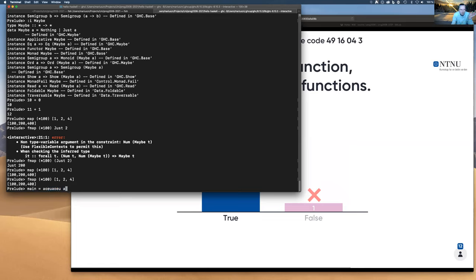But then you say, wait a minute. I can do putStr, right? I can do putStrLn. And that definitely has an external effect, and that's not pure. Why is this one not pure? Why does this one give a different output every time I call it?